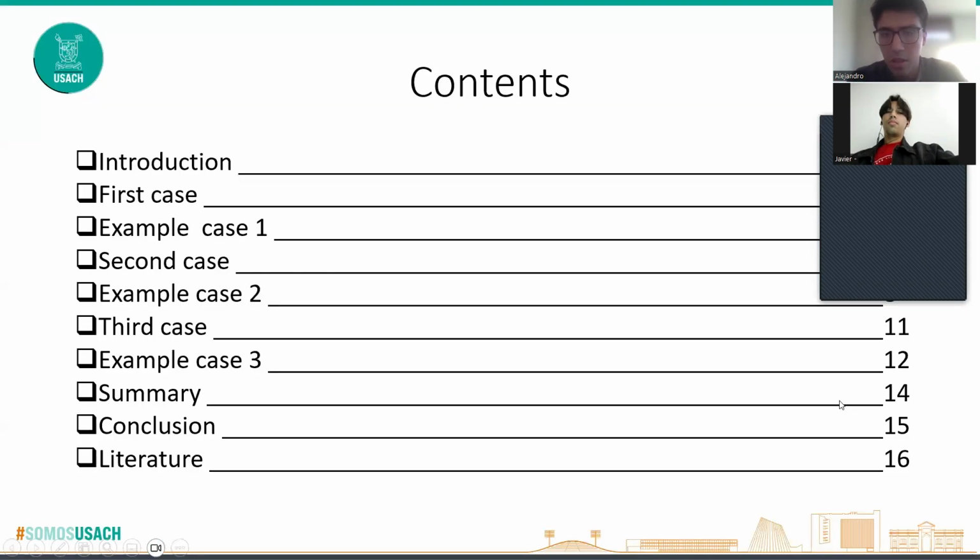Right. We have the contents. Talking about the contents, we have different cases of dynamic topics and an example for each one. We have three cases, and the conclusion and the literature will help us to research some information about this, every case of this.